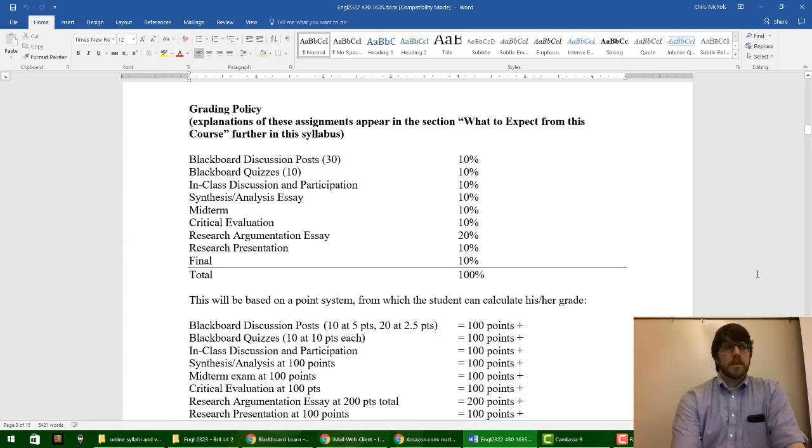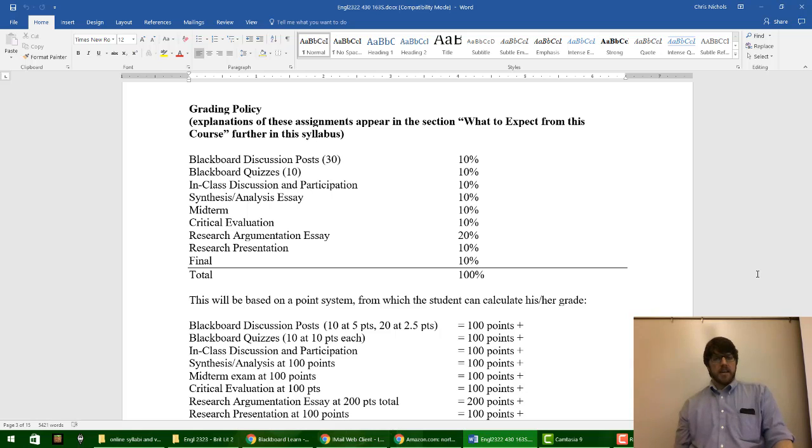The grading policy is much simpler than you've seen before in my class in terms of numerically how to figure it. We have Blackboard discussion posts, and it says 30 of them, but really it's 10 different instances of 3. So it's not like you'll have 30 separate mini assignments. You'll have 10 different times you'll have to turn something in. Blackboard quizzes as well, there's 10 of those, and both of those count for 10% apiece. In-class discussion and participation, so keeping up in class and talking in class, 10%.